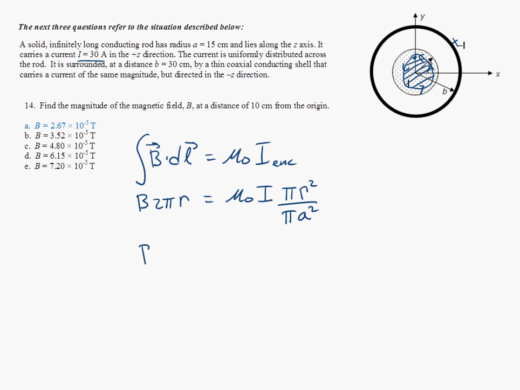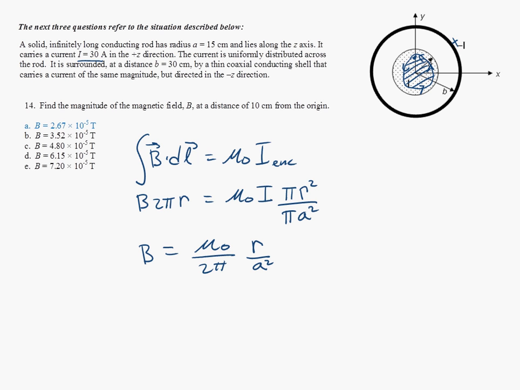If I solve this, I just get B is equal to mu naught over 2 pi. The pi's here canceled out. One of my r's canceled out, and I get a squared here. And that's my full answer.